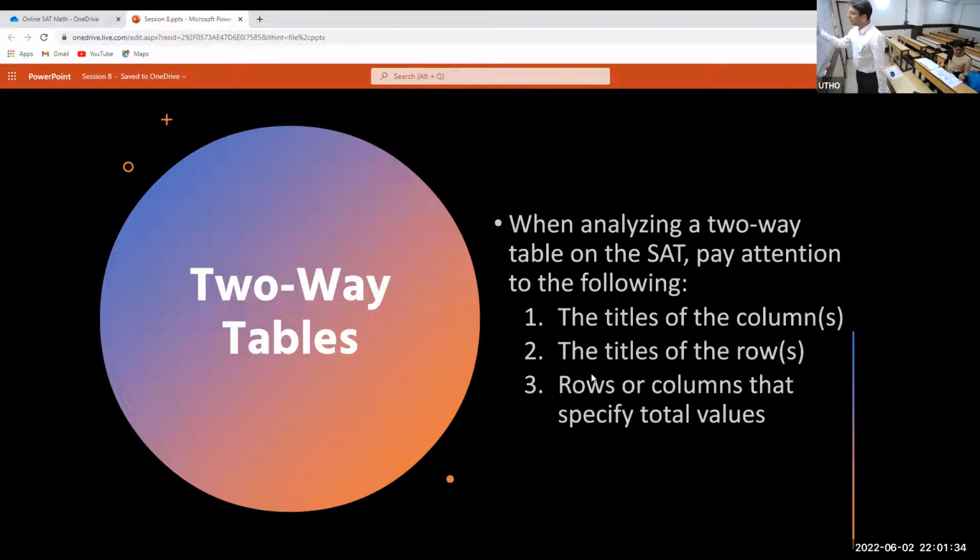Mostly these will be two-way tables. Two-way table मतलब rows में एक तरह का data है और columns में किसी एक तरह का data है. So the titles of columns and rows become very important. Rest of the things are easier to manage if you understand the table well. So let's solve one problem and see.